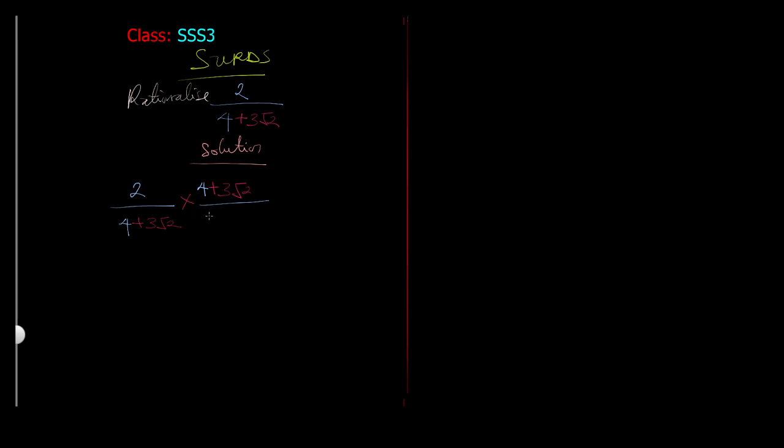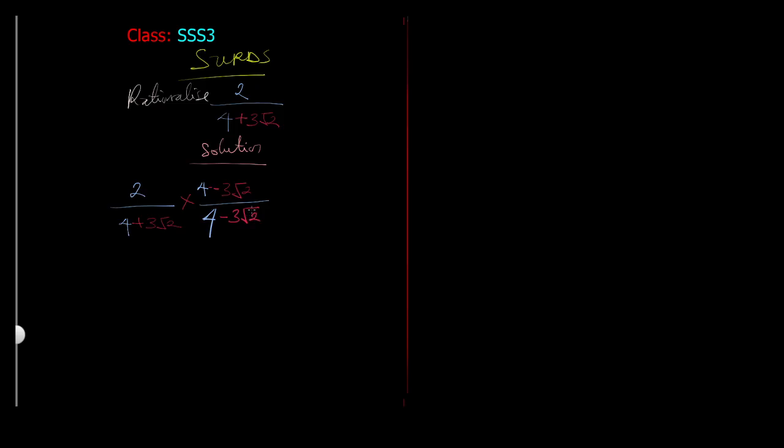And the conjugate here will be minus. We are not going to have plus there because the conjugate will change to minus. So it's going to be minus here. And the next thing will be 4 here, and then minus 3 root 2.